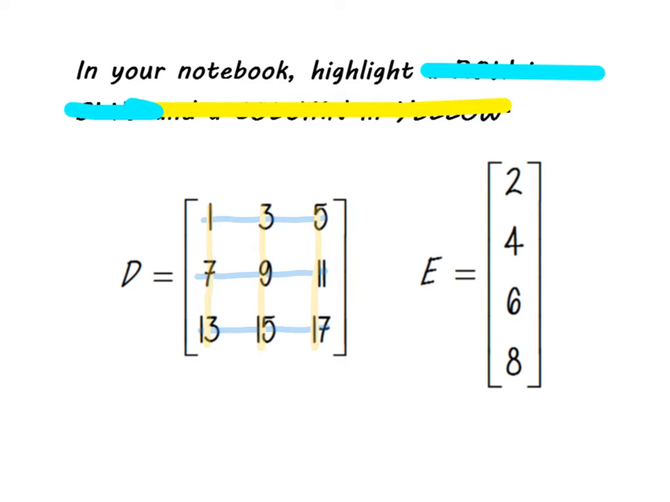So now you try to do the rows and columns in E. So pause the video for a few seconds and try to highlight rows and columns for matrix E. If you do the rows for E, remember those go left to right. So I would have a row that's 2, a row that's 4, a row that's 6, and a row that's 8. And the columns would be all of those numbers, so up and down, 2, 4, 6, 8.